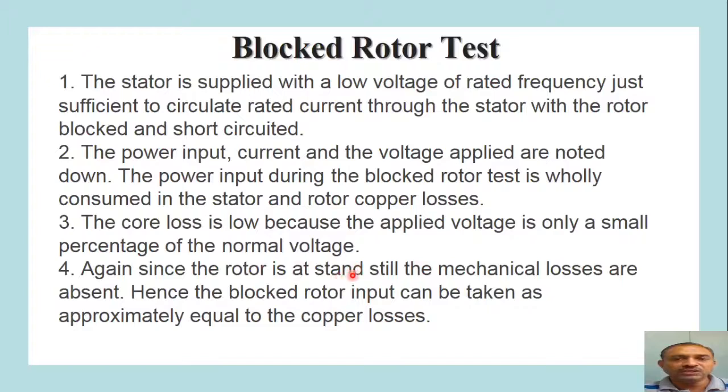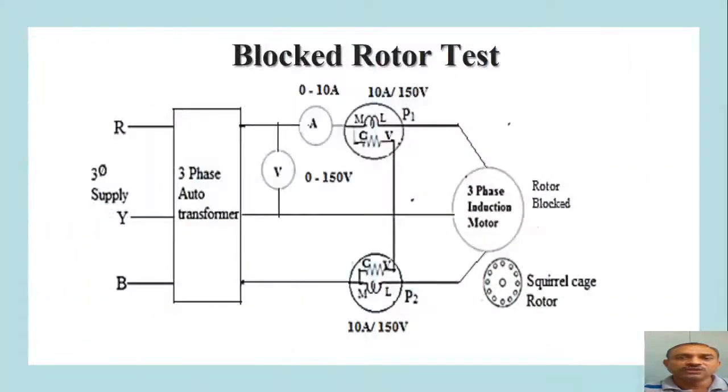Now the rotor is at standstill, so speed n will be 0, so the slip will be unity. As the rotor does not rotate, the mechanical losses are absent. So whatever the input during this test will be considered as approximately equal to the copper losses. Now let us discuss the block rotor test circuit diagram.